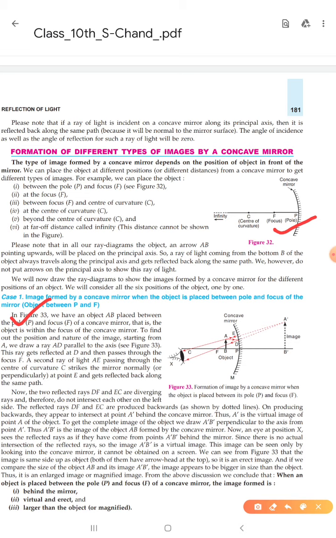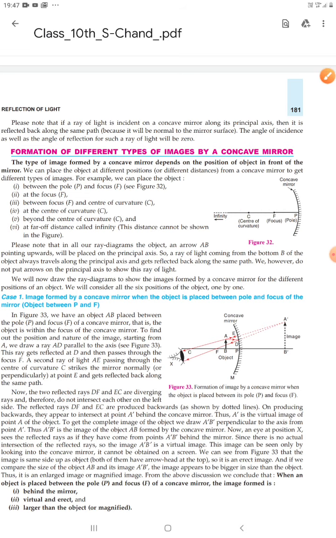At this point, we will find one image from here, and in the second case we will place our object at focus. Then after that we will place our object behind the focus, or you can say between C and F, and after that we will place our object behind C, and at last we will place our object at infinity. So these are the 6 cases which we are going to discuss.